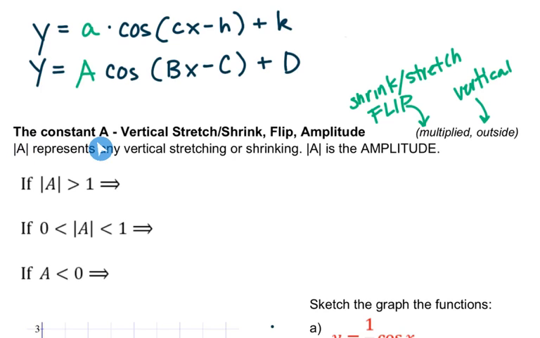So the constant a represents a vertical stretch or shrink. It tells us if it will flip vertically, and it also helps us describe the amplitude. Now, the absolute value of a, right? So not the positive or negative, just considering the value of the number. That tells us about stretching and shrinking. The absolute value of a, that positive number, is the amplitude. So just looking at the absolute value versus, we'll talk about this third one, which doesn't have absolute value.